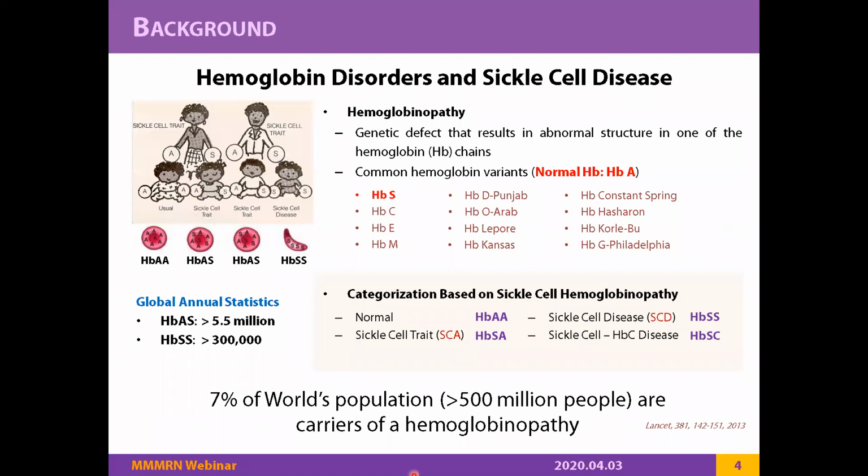So what is hemoglobinopathy? Hemoglobinopathy is, in simple words, a hemoglobin disorder. If someone has a defective hemoglobin or hemoglobin disorder, that's what's called hemoglobinopathy. The normal hemoglobin is called hemoglobin A, and there are more than 200 variations out there. So here's a small list of the most prevalent hemoglobin variants you can see here. And we're going to mostly focus on hemoglobin S and then C and E.